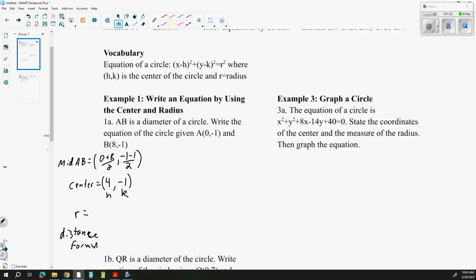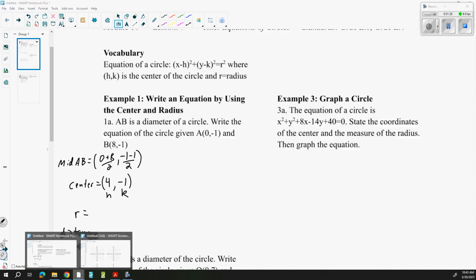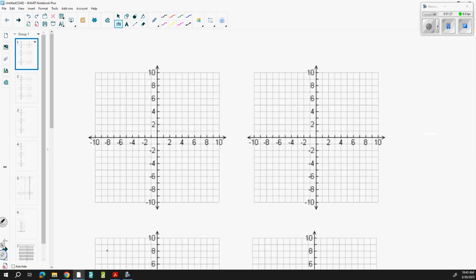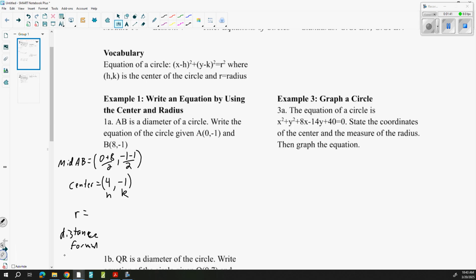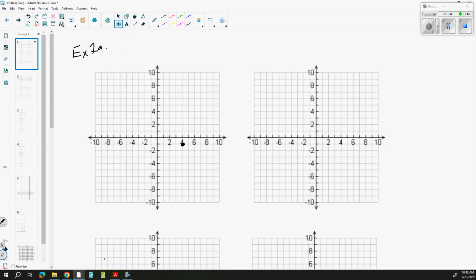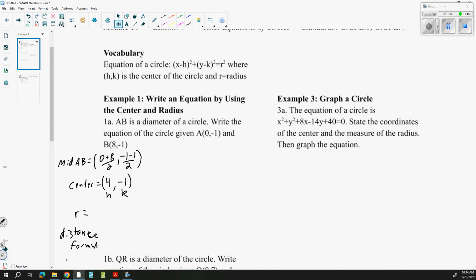But this one we could actually count. So when we go to graph here, let's put a dot at 4, -1, example 1a. And we saw that A was at 0, -1. So there's A, there's our center. And the radius is just this, so we can count 1, 2, 3, 4. So our radius is going to be 4.